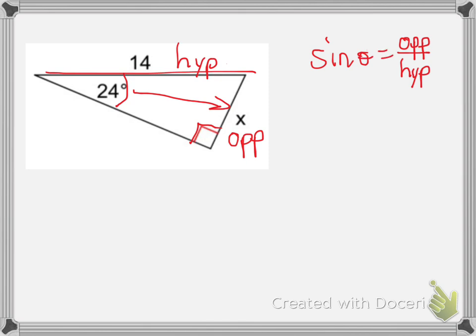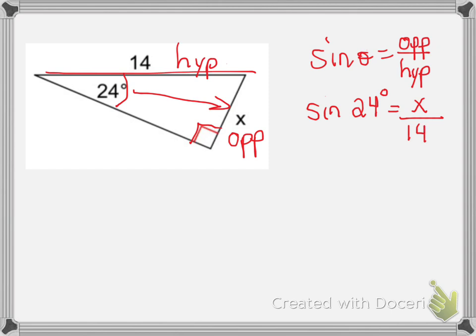So, I'll just basically plug in the values that represent each thing. So, sine of theta means sine of 24, since that's my degree, equals opposite. We don't know that side yet. Hypotenuse is 14. And now I can solve for x.